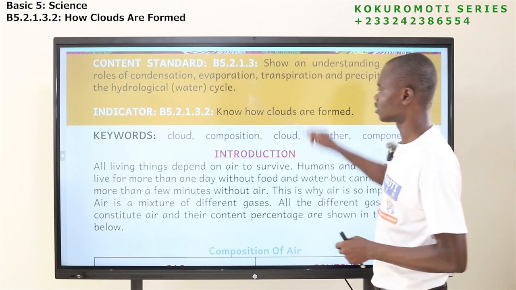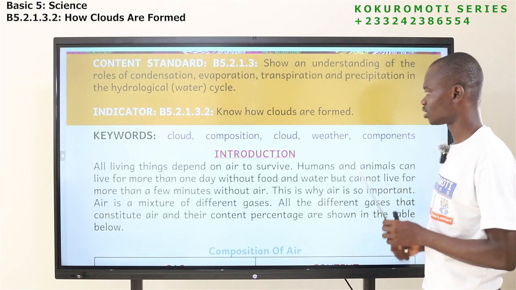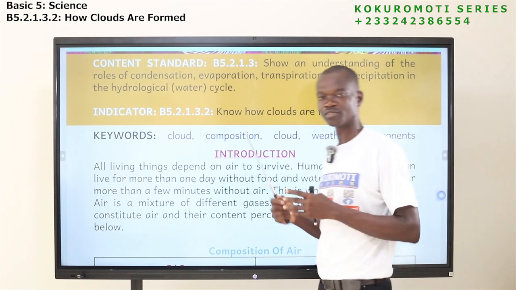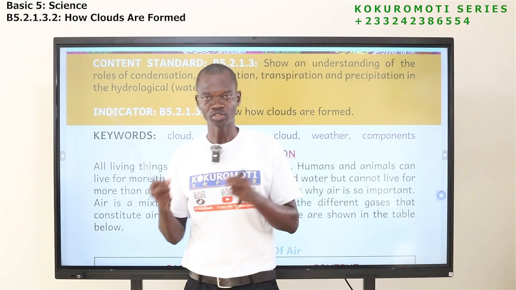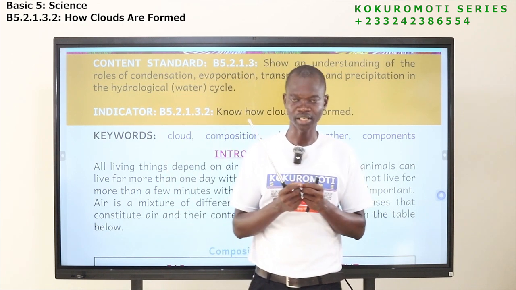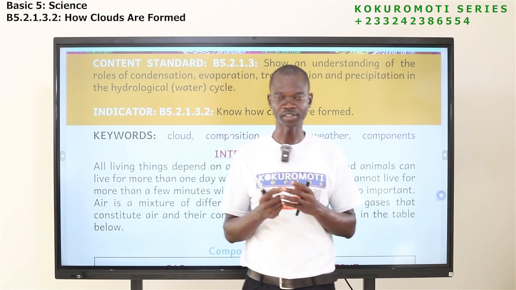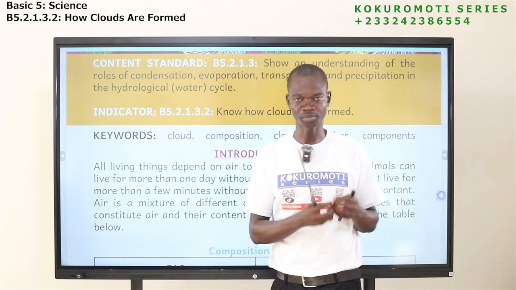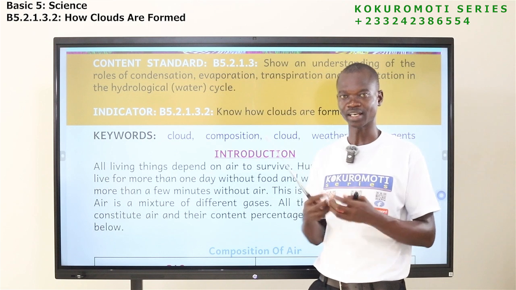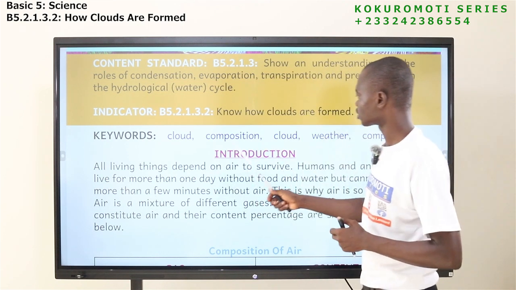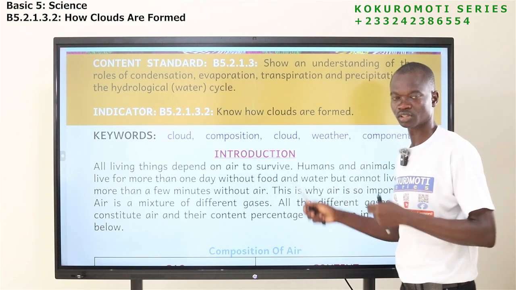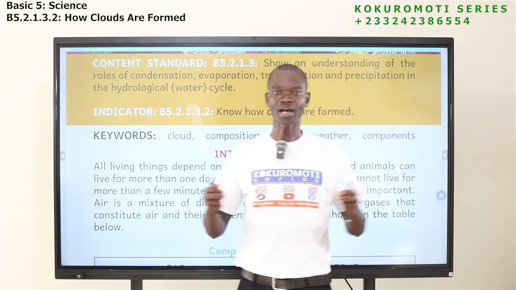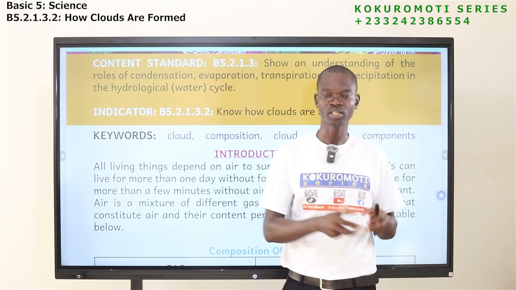In this lesson, the key words that we are going to see: we have clouds. Clouds refers to tiny water droplets that stick together in the atmosphere. So a cloud is what? Tiny water droplets that stick together in the atmosphere. The next word is composition. Composition means the different parts that make up a whole.